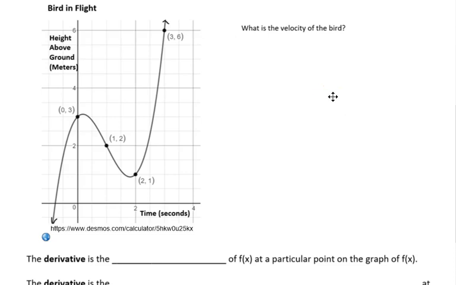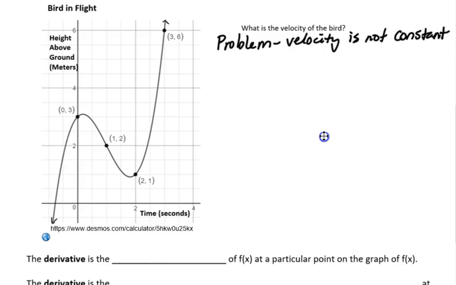Okay, so if I asked you the question, what is the velocity of the bird, you would have to qualify your answer because the velocity of the bird when it starts out is positive. It's going up, not very fast maybe, and then it swoops down pretty quickly with a fast negative velocity, and then it swoops up with a positive, even steeper or faster velocity. So it's not a constant velocity. So we have a problem here. Velocity is not constant. I can't just find the slope of a graph and have it be the same all over.